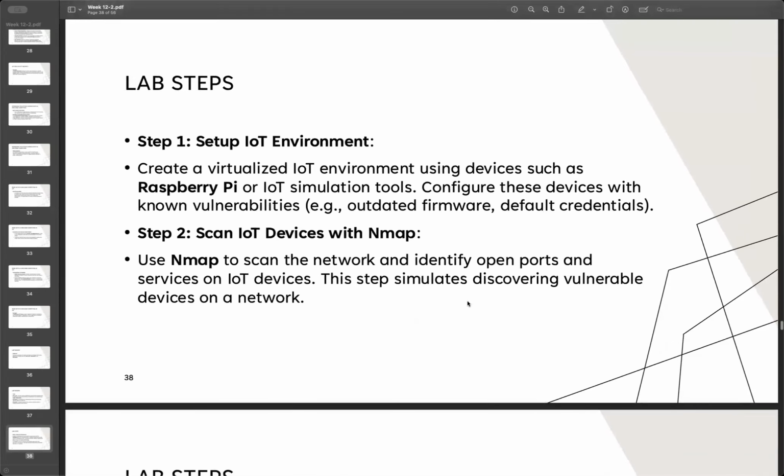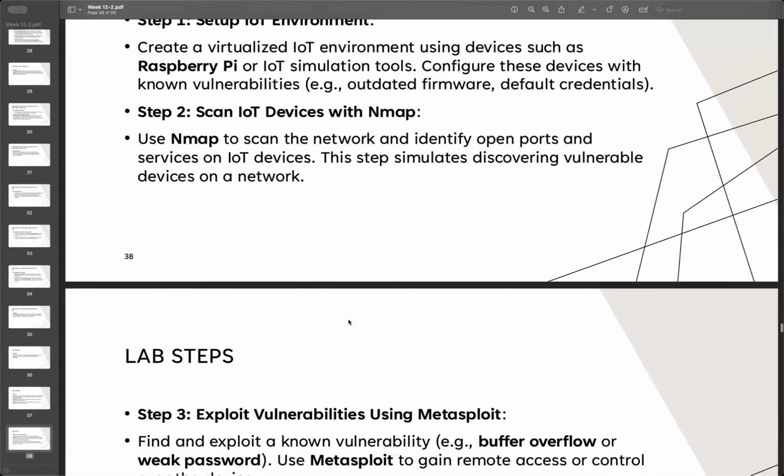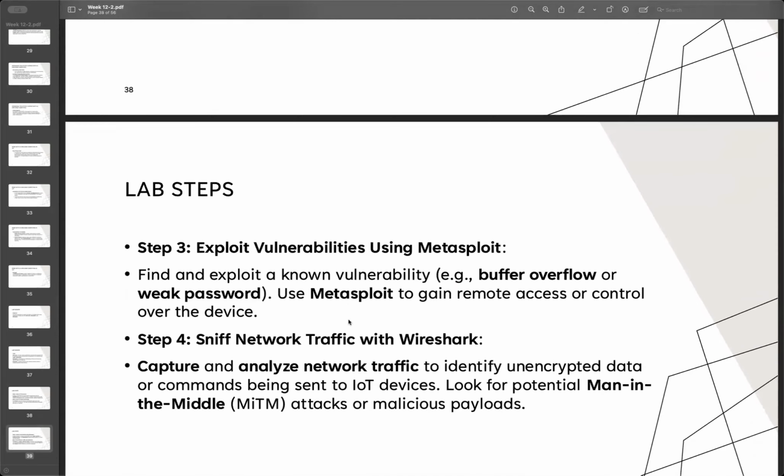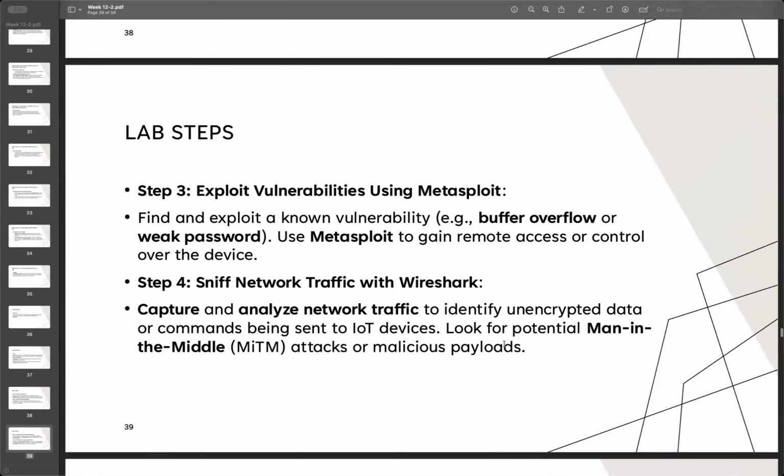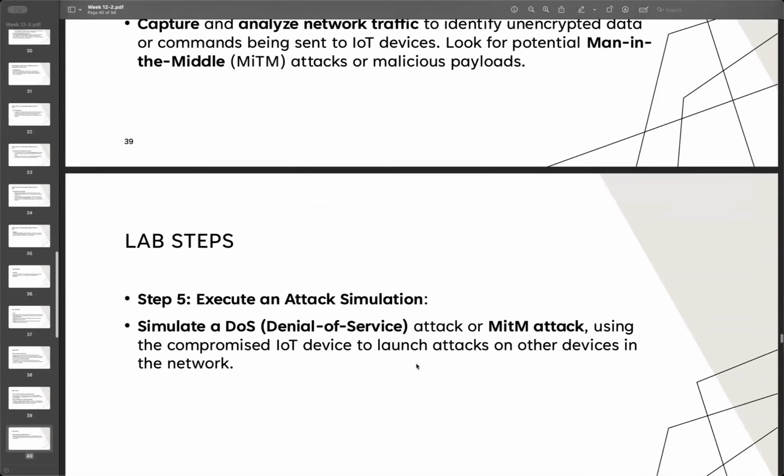This just simulates discovering all those mobile devices on the network. Then the next step is to find or expose some known vulnerabilities, like a buffer overflow or weak password, so we can use Metasploit to gain remote access. Then we can sniff the network traffic, using Wireshark to capture and analyze it, and also look for potential man-in-the-middle attacks.